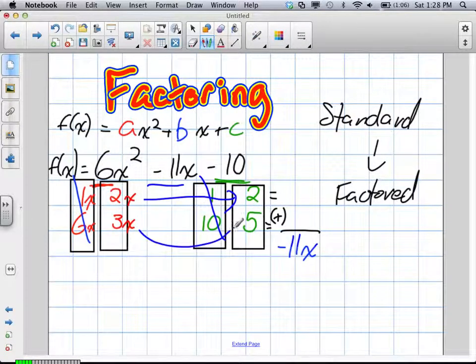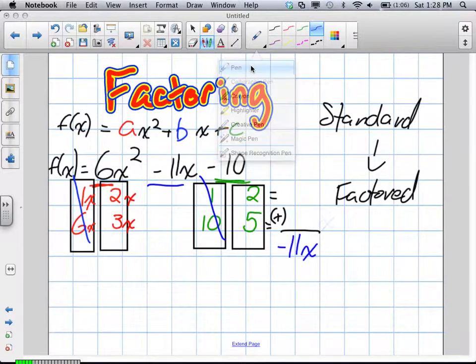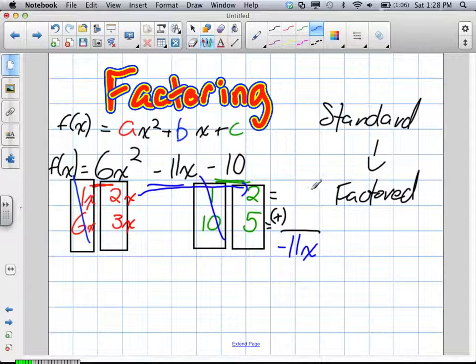2x by 2, 3x by 5. That gives us 4x and 15x. Can this work? Yes, if one's negative. Ah, good. So that's what we got to recognize. So, say we do 2x times 2 will give us 4x. 3x times 5 will give us 15x. Which one needs to be negative? 15. And we multiplied 3 times 5 to get 15, so we're going to make the 5 the negative.